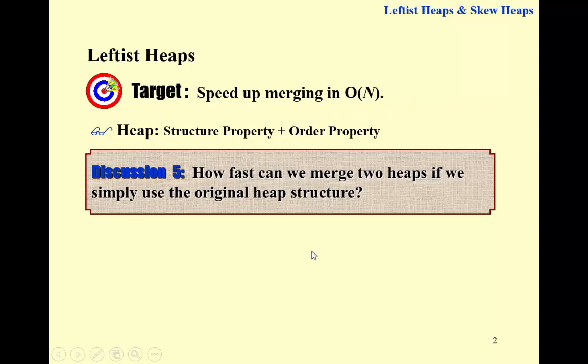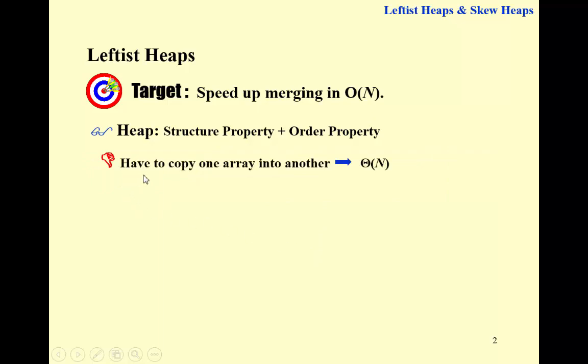But wait a minute. Since we must copy one array into another, it is big theta of n, not big O of n. We want n to be an upper bound, but certainly we hope to have an algorithm that runs faster than n. So another direction to go is, how about using pointers? With the pointer implementation, we don't have to copy. Instead, we can just change some links, can we?